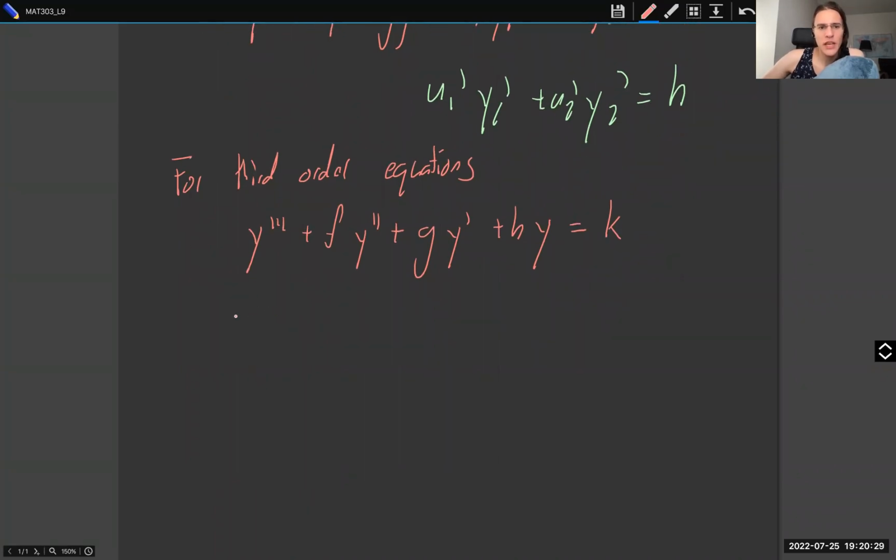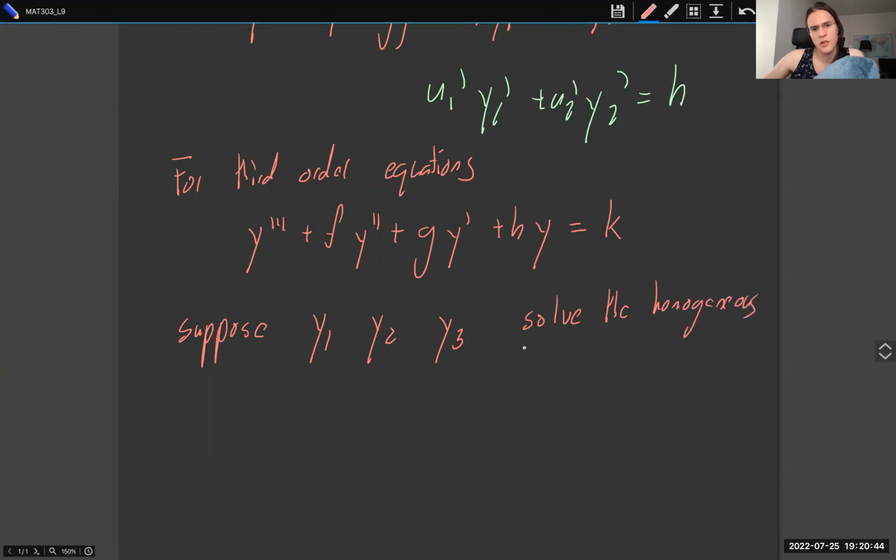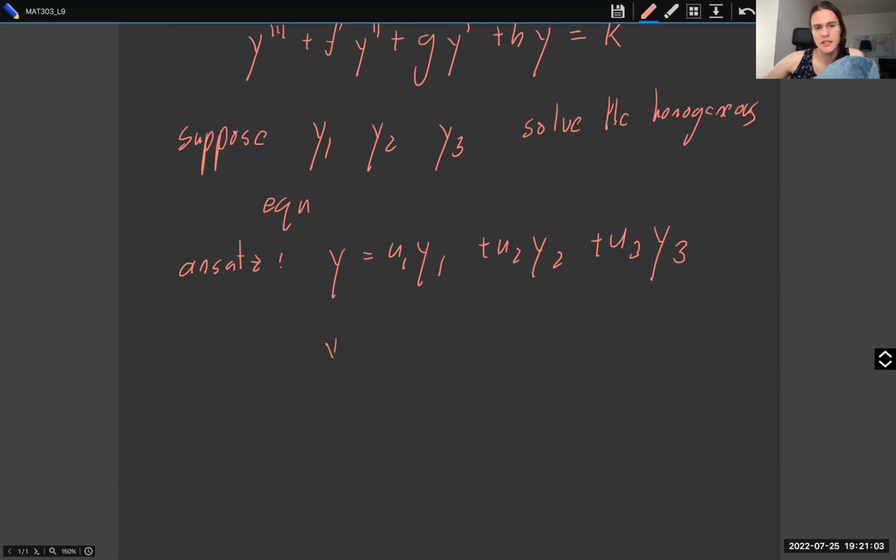So what we're going to do is suppose that y1, y2, and y3 solve the homogeneous equation. Then we're going to use the ansatz that y is equal to u1 y1 plus u2 y2 plus u3 y3. And when we differentiate, we're going to get that this is u1 y1' plus u2 y2' plus u3 y3'. And then this term we're going to set to 0 because we have 2 degrees of freedom.